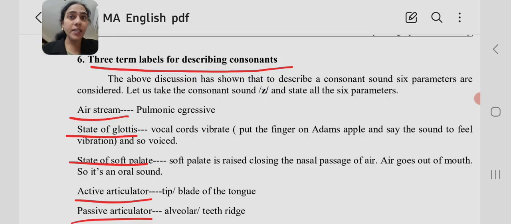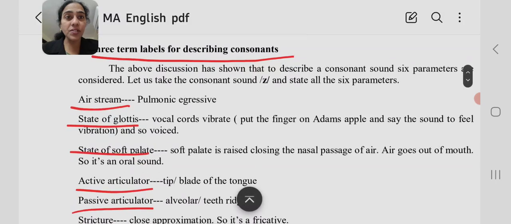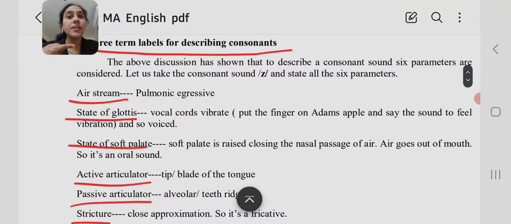What was the first one? Airstream. Yes, when we say zzz, it is egressive. It is pulmonic. The air is coming out of your lungs. So it is pulmonic egressive. What is the state of glottis? You have to check it here near your Adam's apple. Zzz. Could you feel the vibration? So it is voiced or voiceless? Voiced. The vocal cords vibrate. So we call it voiced.